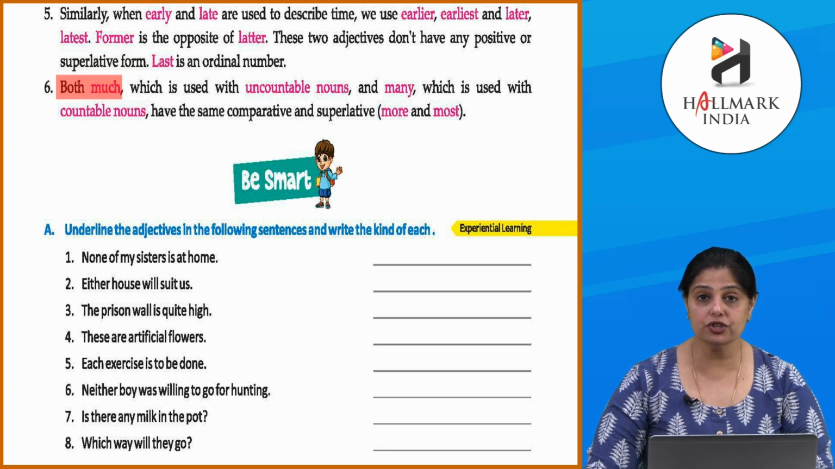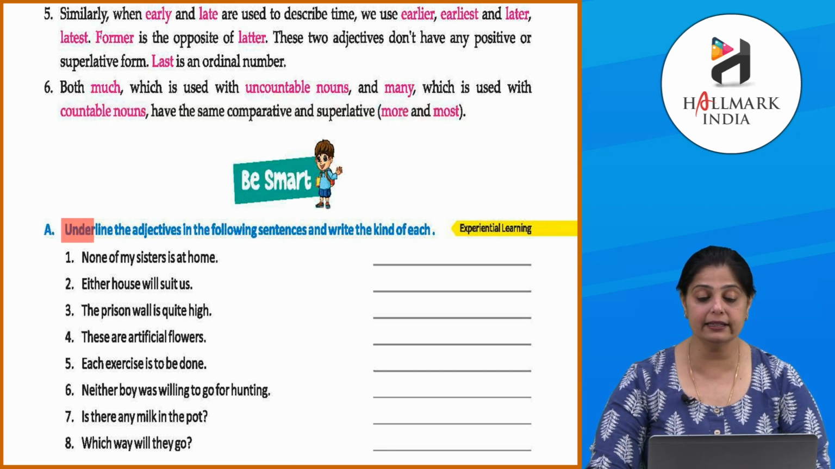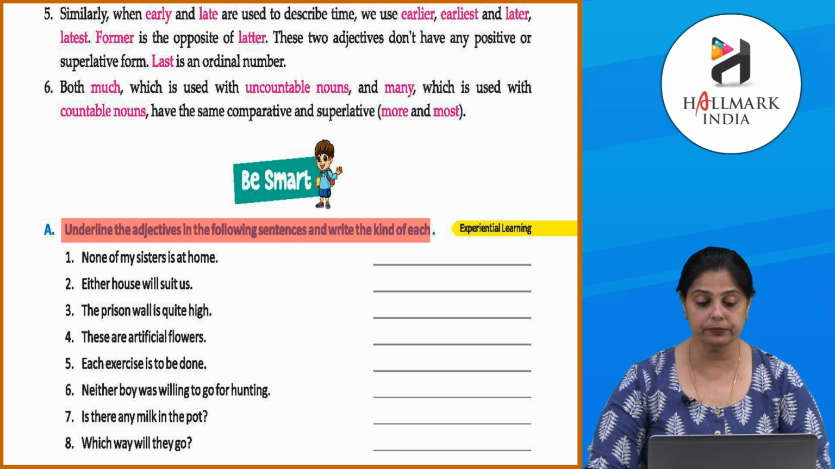Now, both much, which is used with uncountable nouns, and many, which is used with countable nouns, have the same comparative and superlative degree, which is more and most. Okay? So, much, more, most, many, more, most. Clear? Now, let's be smart. Underline the adjectives in the following sentences and write the kind of each.